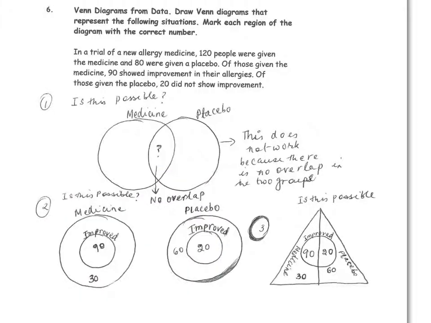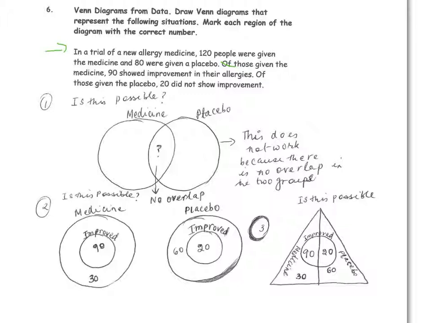Okay, let's look at the next question. So in a trial of a new allergy medication, 120 people were given the medicine and 80 were given a placebo. Of those given medicine, 90 showed improvement in their allergies. Of those people who were given placebo, 20 did not show improvement.